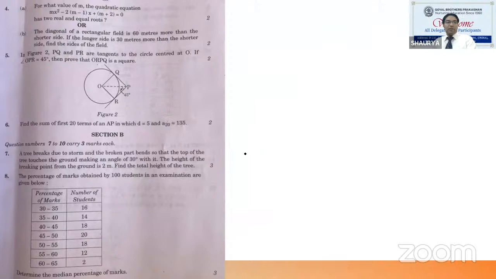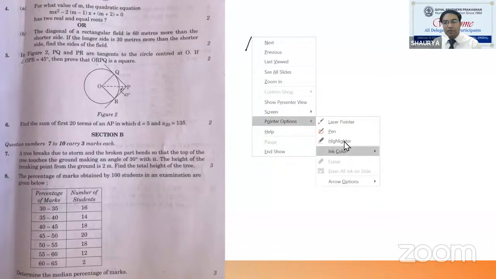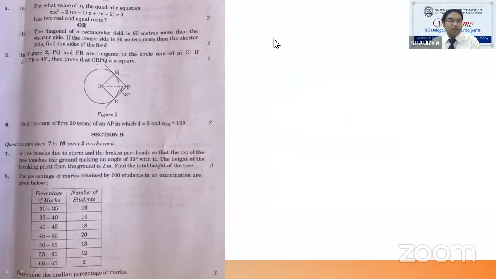We can jump to the next question. That is the first question from section B. From here onwards, the questions were for 3 marks each. It's a question from heights and distances, trigonometry. A tree breaks due to storm and the broken part bends so that the top of the tree touches the ground, making an angle of 30 degrees with it.